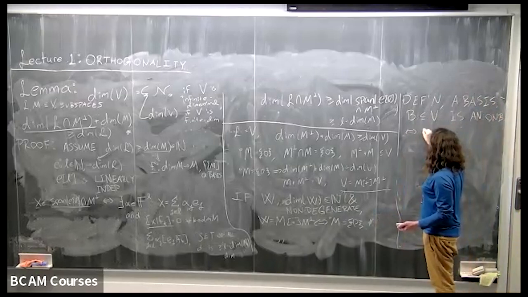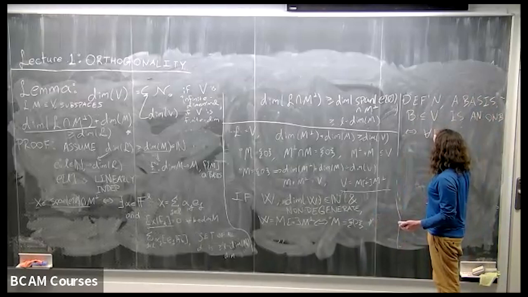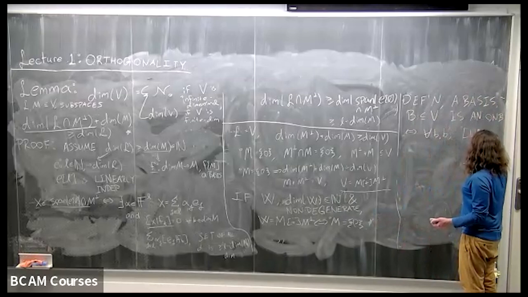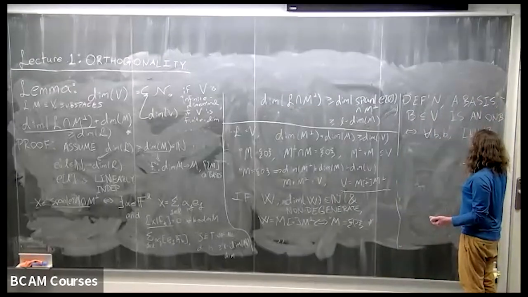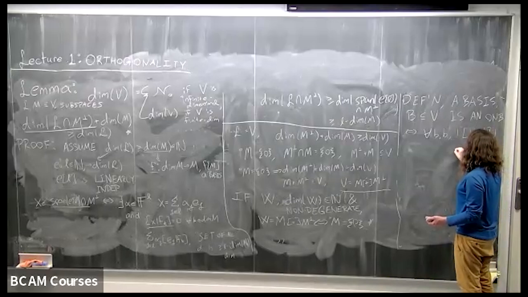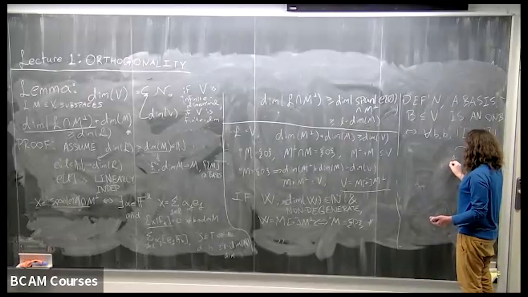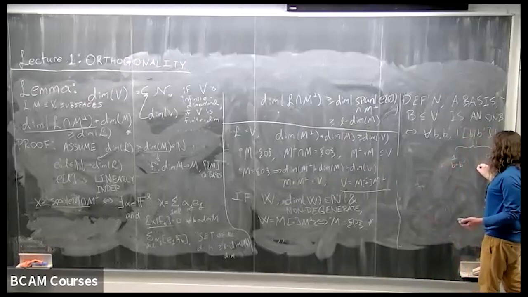if and only if for every pair of basis vectors b and b prime, we have that this inner product is equal to 1 or 0: 1 if b is equal to b prime, and 0 if b is not equal to b prime.